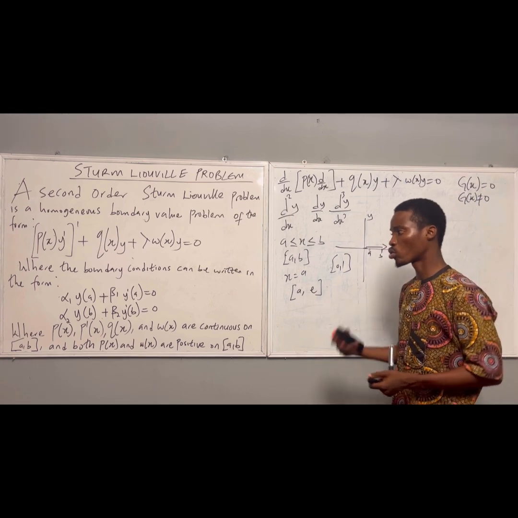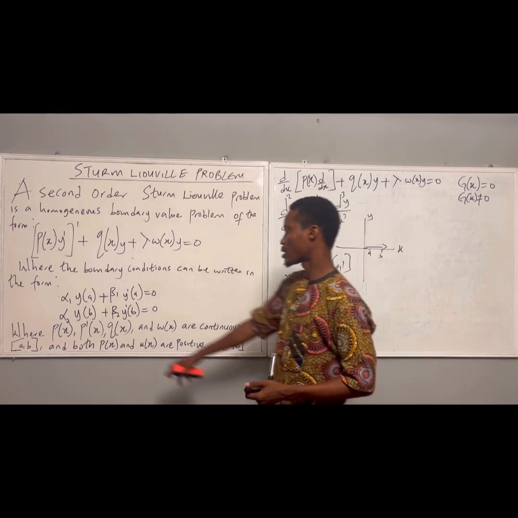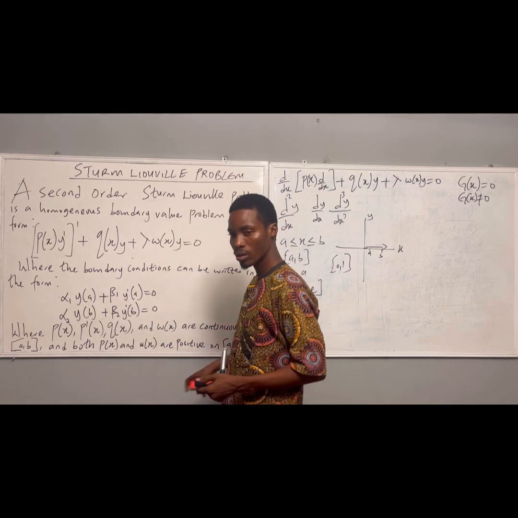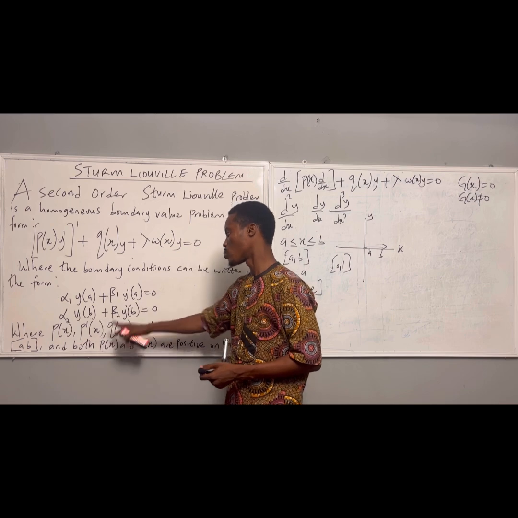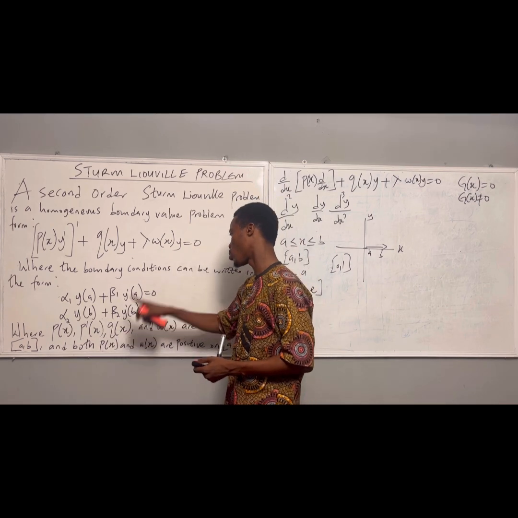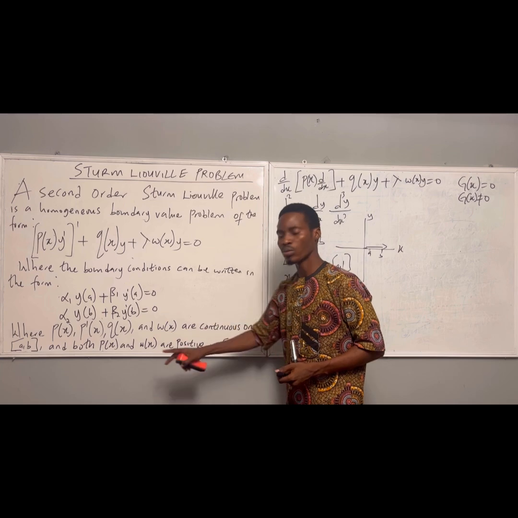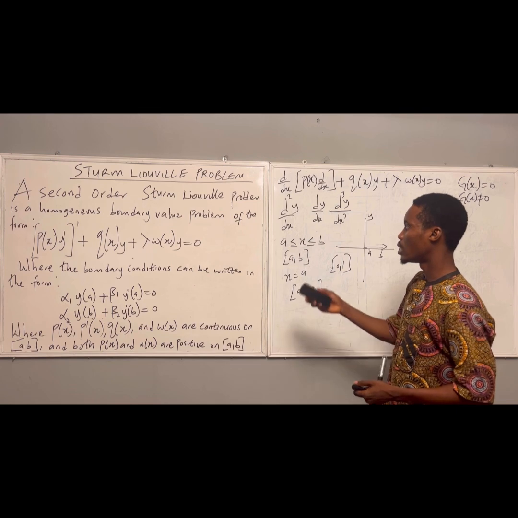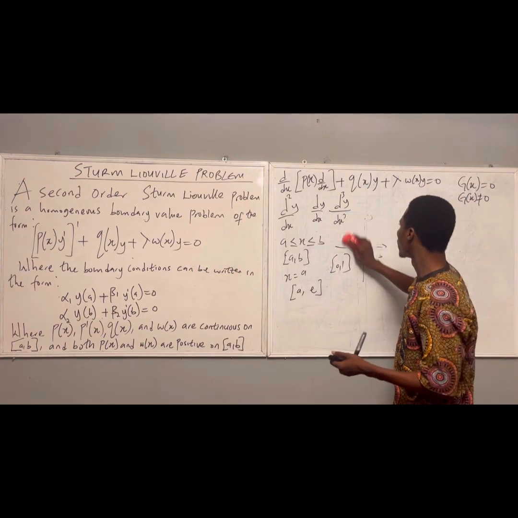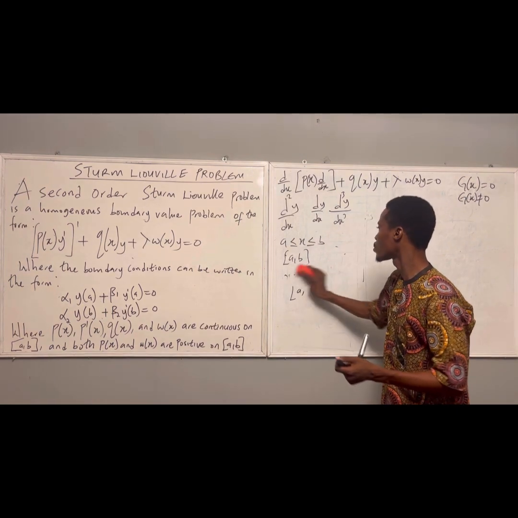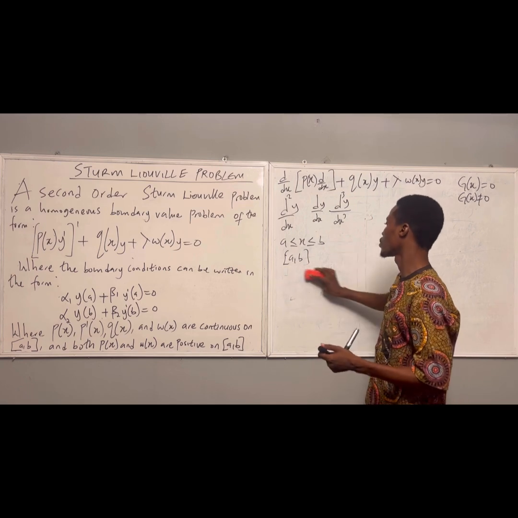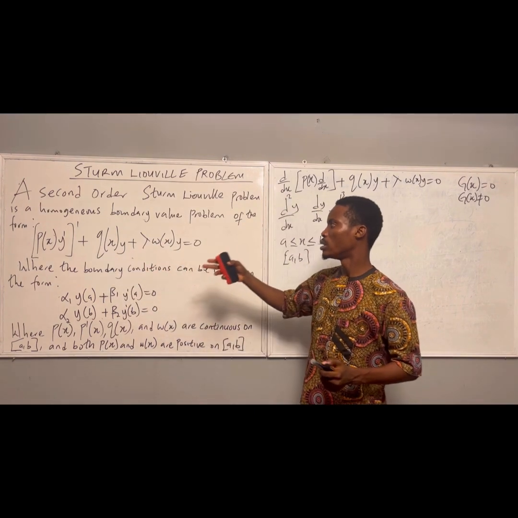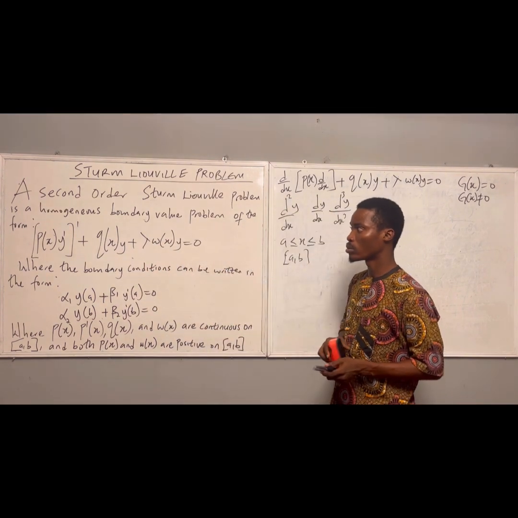That is, our s is equal to a, our s is equal to b. You can see that's why we have a and b. And p of x here must also be continuous on a, and p prime of s must also be continuous on b, and q of s must be continuous, and p of s and w of s must be positive. And if it is positive, it means it satisfies a second order Sturm-Liouville problem. So when you have a second order in the form of this, it is a second order Sturm-Liouville problem.